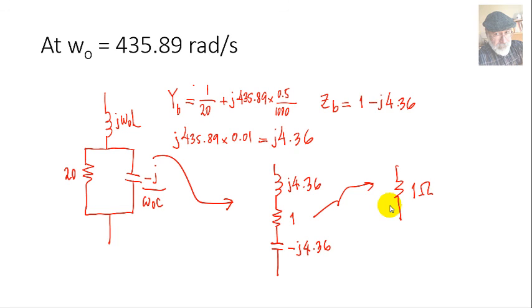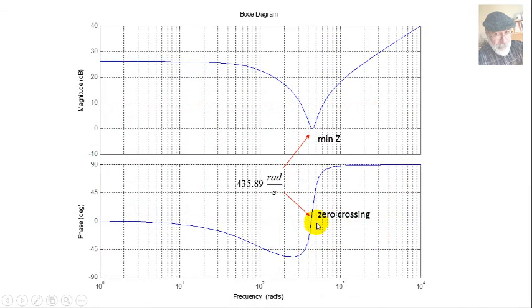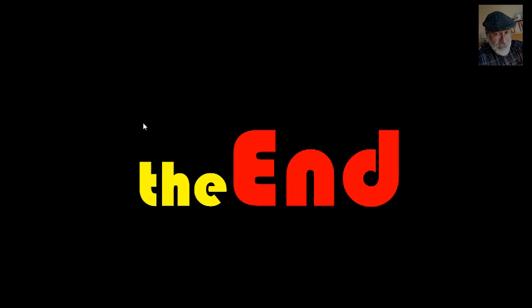1 ohm, 20 log of 1 ohm, that is 0 decibels. At zero crossing, which happens at 435.89 radians per second, we have minimum impedance, and the impedance value is just 0 decibels, 1 ohm. That confirms what we've said before.